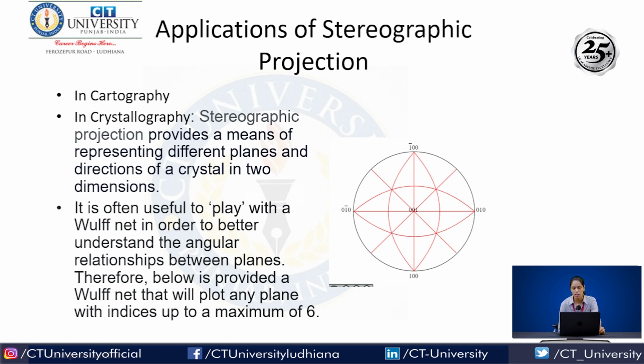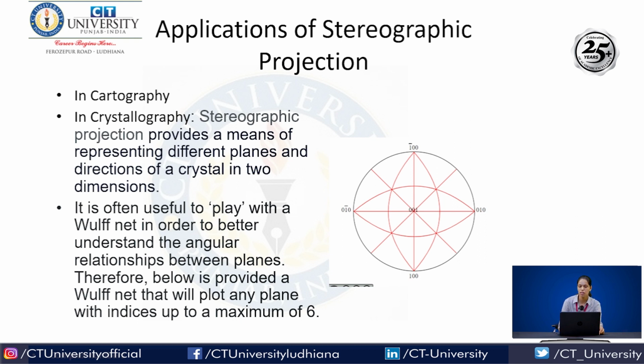Second one is crystallography. As we know, there are many crystals, like diamond and sapphire, having edges or different planes. Then the stereographic projection provides a means of representing different planes and directions of a crystal in 2 dimensions. So in crystals we can use the stereographic projection for representing the different planes and directions of the crystal.